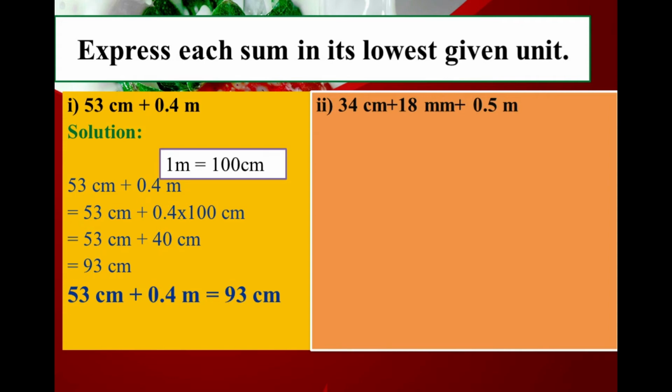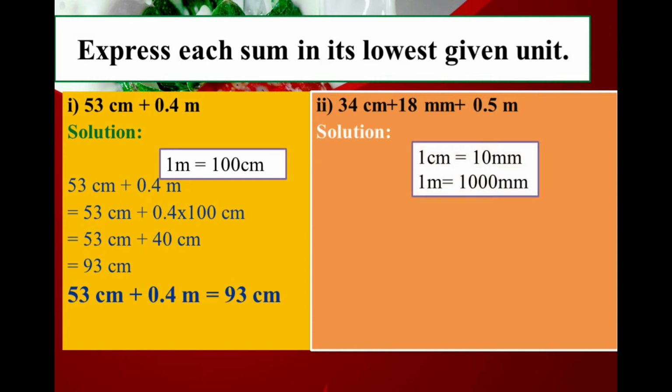So for each step we have to multiply by 10. Therefore, 1 meter equals 1000 millimeter. Next, from centimeter to millimeter, how many steps do we have to move? Only one step. Therefore, you have to multiply by 10. So, 1 centimeter equals 10 millimeter.